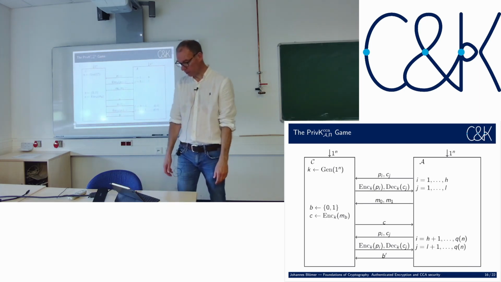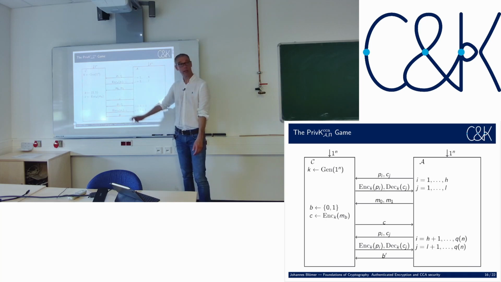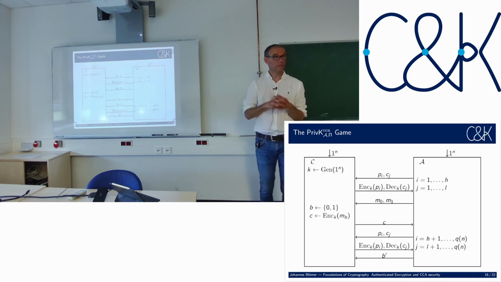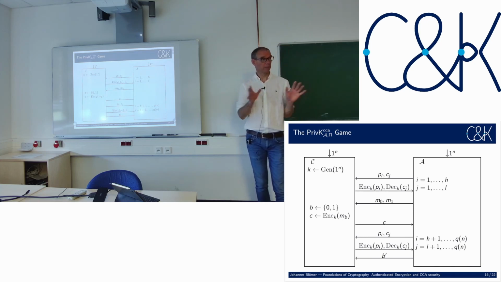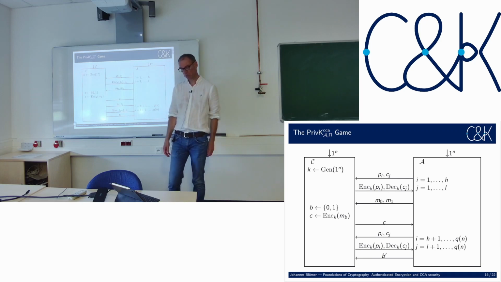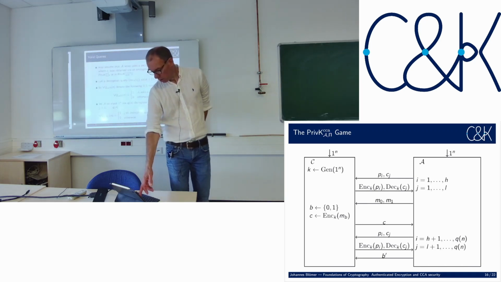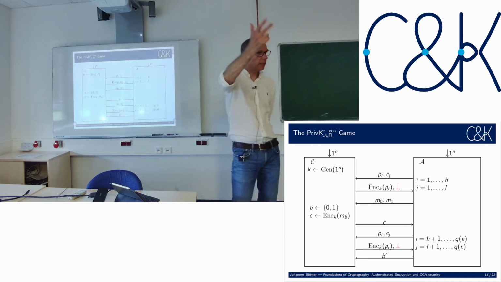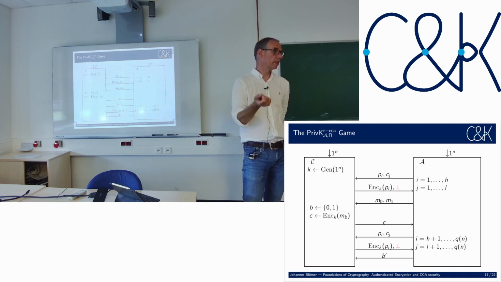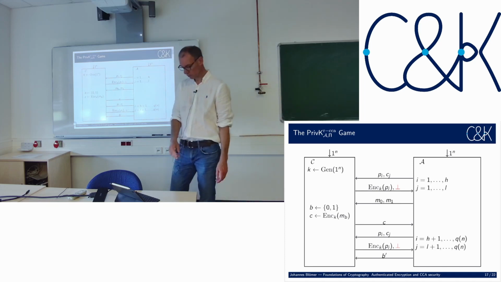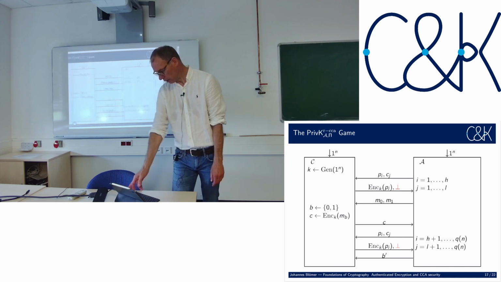Now the RCCA game, every decryption query is answered with the failure symbol. It's just a thought experiment, not a useful game. Here failure, here failure. But of course, we can again define the probability that A against pi in the RCCA game wins the game. That is, B is equal to B prime. Okay. So simple modification.